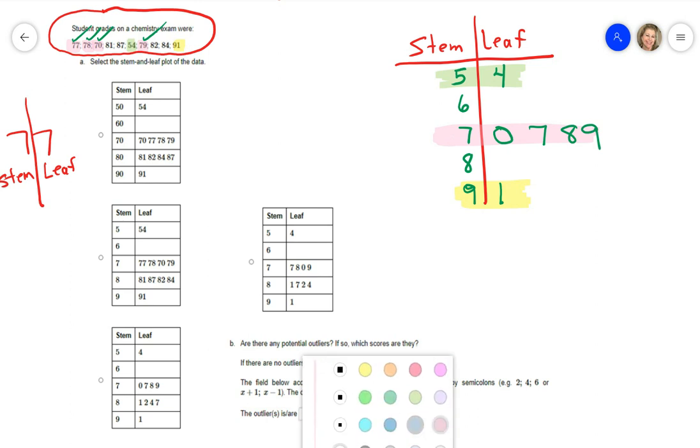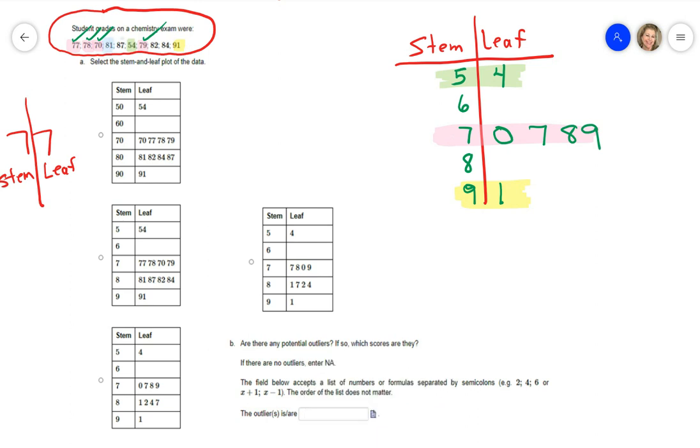And then I'm going to go to my 80s. There's an 81, an 87, an 82, and an 84. So it's just like the 70s, you're going to put them in numerical order from smallest to largest. So 81, 1 is the smallest. Then I got an 82, an 84, and an 87. There we go. Okay, so there's my stem and leaf plot.